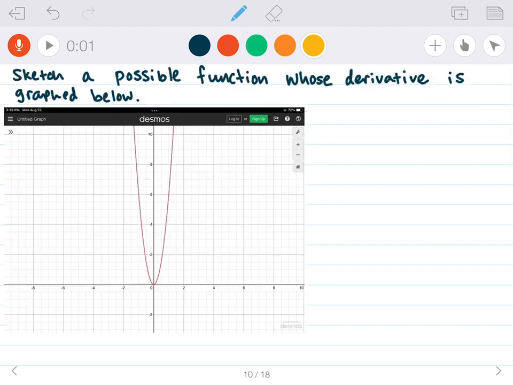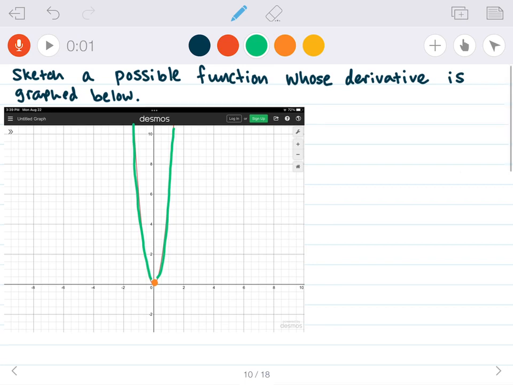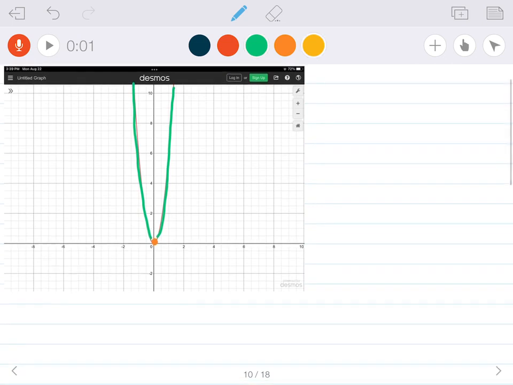Okay, let's do this example. Sketch a possible function whose derivative is graphed below. So again, I only see one spot where the derivative is 0. And it looks like the derivative is always going to be positive because it's always above the x-axis, which means that our original function is constantly increasing.